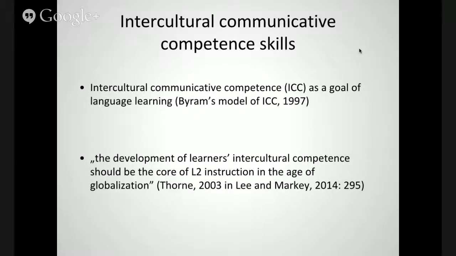The second goal was to give students opportunities to develop intercultural communicative competence skills. As we know, this is one of the goals of language education these days. One more quote, which I think is quite important: the development of learners' intercultural competence should be the core of second language instruction in the age of globalization. By now, I think everybody realizes that.